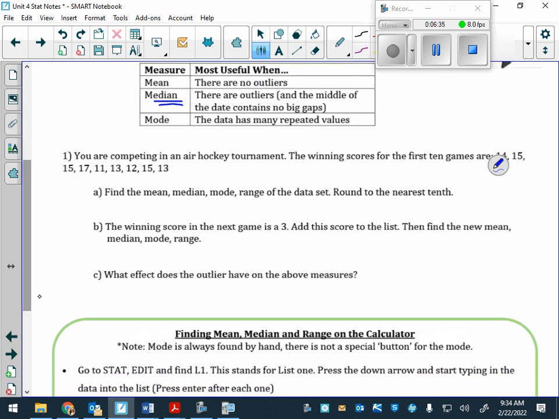You are competing in an air hockey tournament. The winning scores for the first 10 games are below. Find the mean, median, mode, and range of the data set. Round to the nearest tenth.